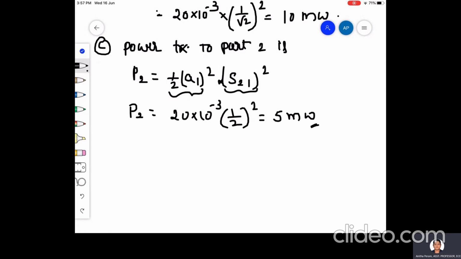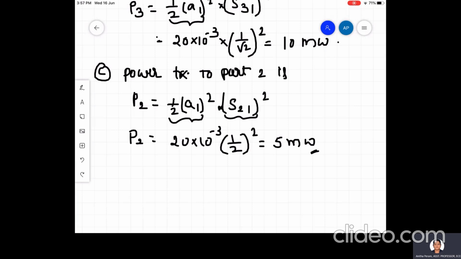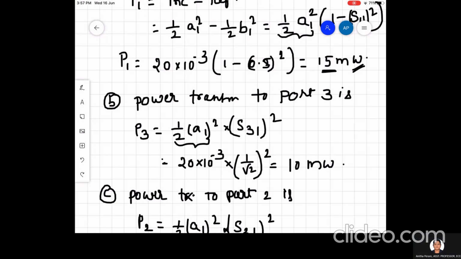You can observe in the diagram, as we had seen, if I give 20 milliwatts input, only 5 milliwatts is reflected back, and only 15 milliwatts effectively enters port 1. That 15 milliwatts is divided into port 2 and port 3 as 5 milliwatts and 10 milliwatts respectively.